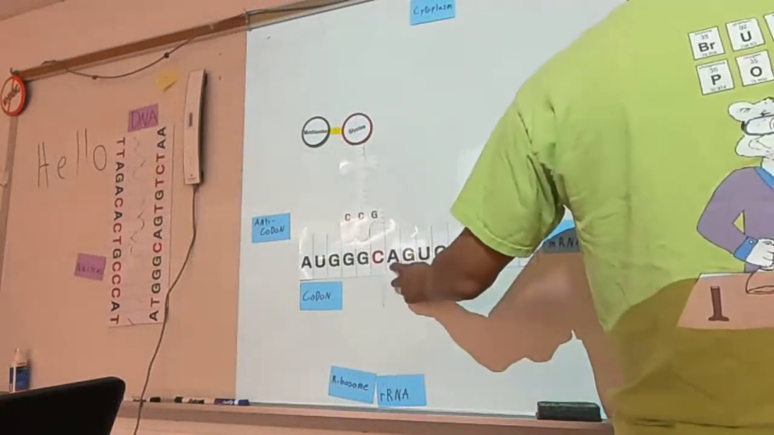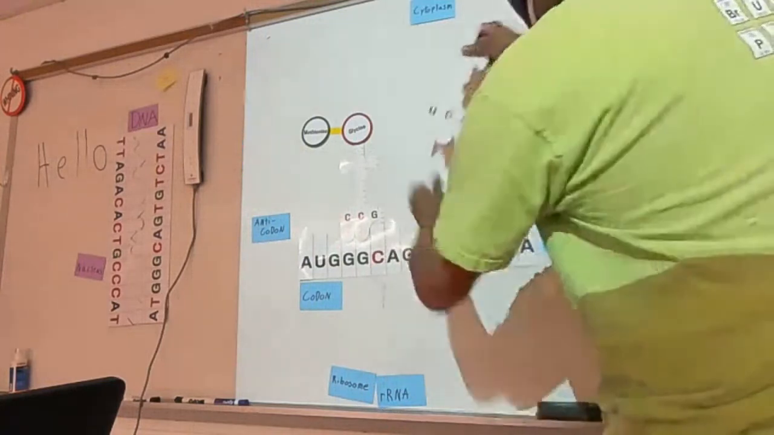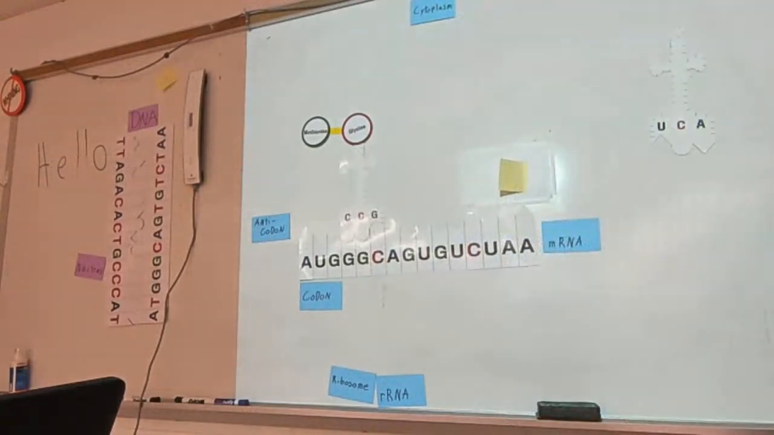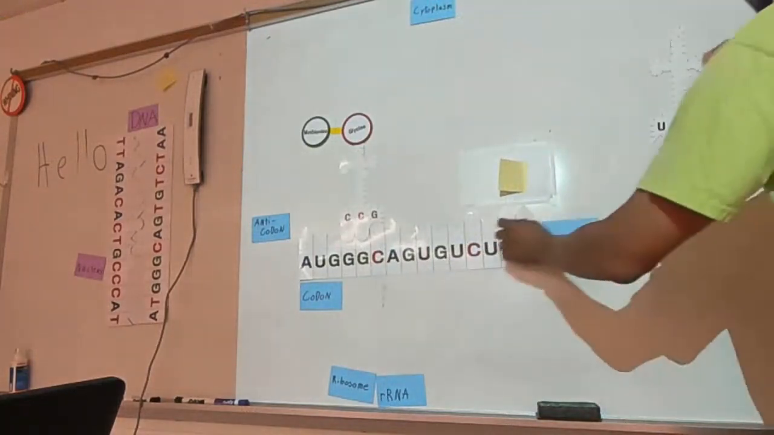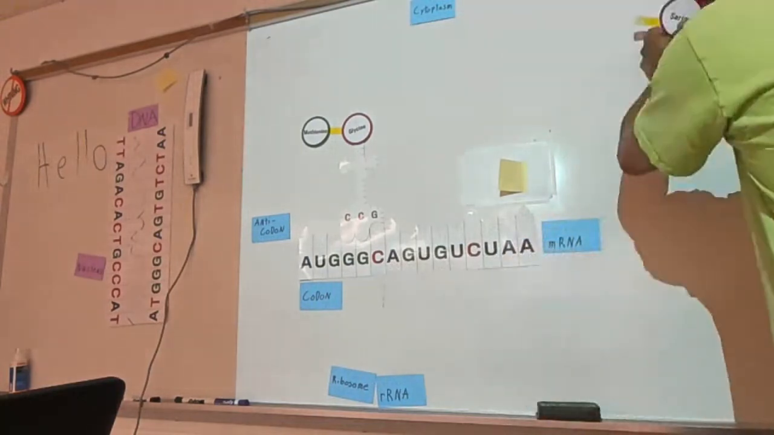We have our second amino acid, AGU. All right, AGU, which is going to be what, UCA for the tRNA. But you need to tell me what amino acid is going to come in. Translate. Serine.